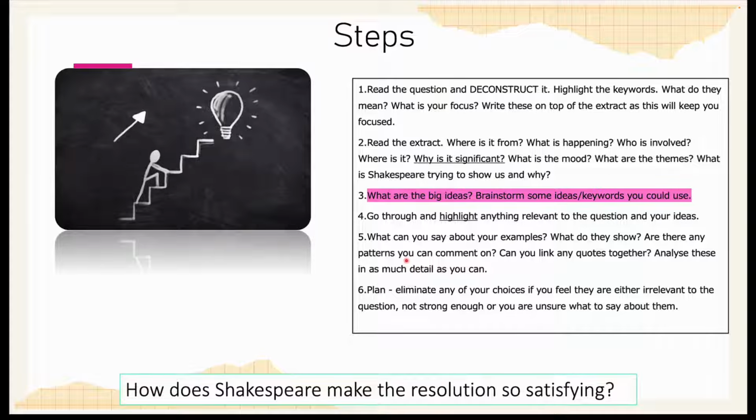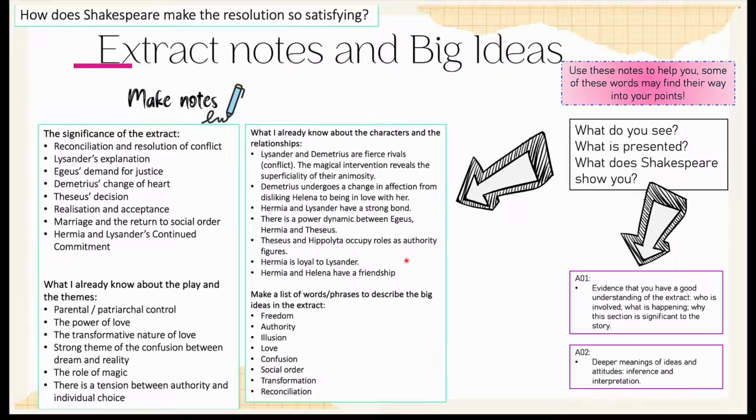Hopefully you have written down some keywords at the top of the extract. And then you're just throwing down anything that pops into your head with regards to what are these big ideas that are being reflected? What are some of the themes that are being reflected? And I'm going to show you how to do that. So this is an example of how I like to structure some of those initial ideas that come flooding through when you see the extract.